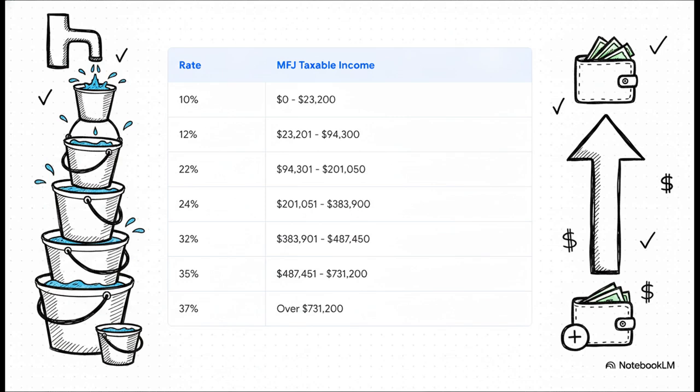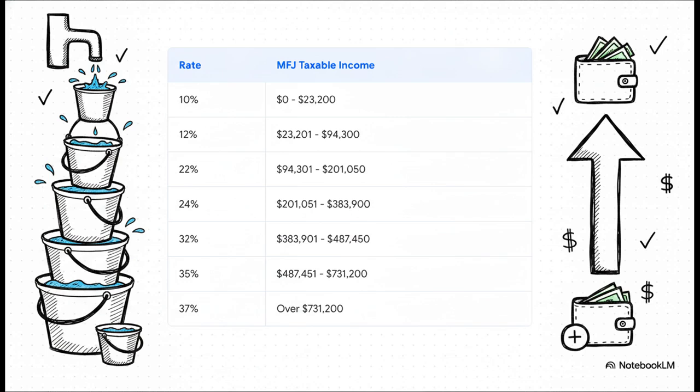People constantly say, "I don't want a raise because it'll push me into a higher tax bracket and I'll end up making less money." Guys, that is mathematically impossible under our system. The US uses marginal brackets, which you should really visualize as buckets filling up with water. Look at this setup for a married couple in 2024. Your first $23,200 fills up that 10% bucket. Only the income that spills over into the next bucket is taxed at 12%.